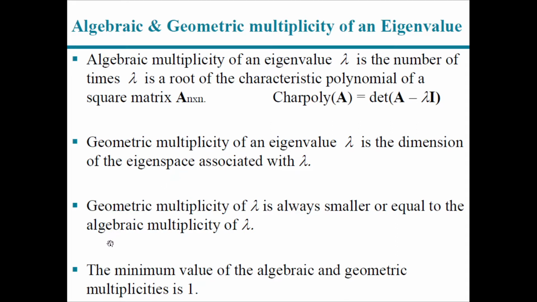Now, a very important thing to remember: geometric multiplicity is always smaller or equal to algebraic multiplicity, which means the dimension of the eigenspace is always smaller or equal to the number of times the eigenvalue is a root of the characteristic polynomial. Obviously, the minimum value for algebraic and geometric multiplicity is 1, because lambda is a root at least once. So algebraic multiplicity is at least 1. And since geometric is smaller or equal, if the algebraic multiplicity is 1, the geometric must be 1.